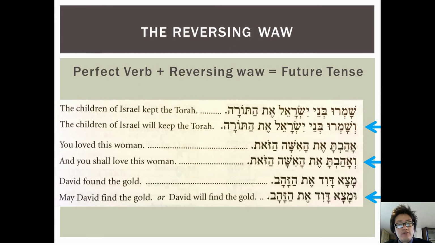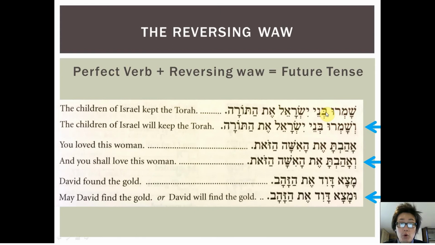So here's the reversing vav. Let's begin with perfect verbs, the first verb conjugation that we learned, the pa'al perfect. So here we have a sentence, and remember, perfect verb plus reversing vav equals the future tense. That's going to be our starting point here. So let's look at the first sentence. Shamru b'nei Yisrael et haTorah. Okay, that's a pretty easy sentence, and it would say the Israelites, they guarded or they kept haTorah.